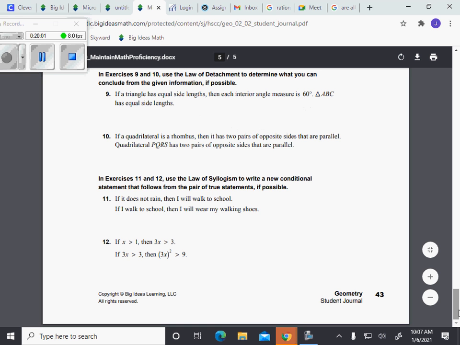Next one. If a quadrilateral is a rhombus, then it has two pairs of opposite sides that are parallel. Quadrilateral PQRS has two pairs of opposite sides that are parallel, therefore what? I could have said quadrilateral PQRS is a rhombus, but I just said it is a rhombus, okay?